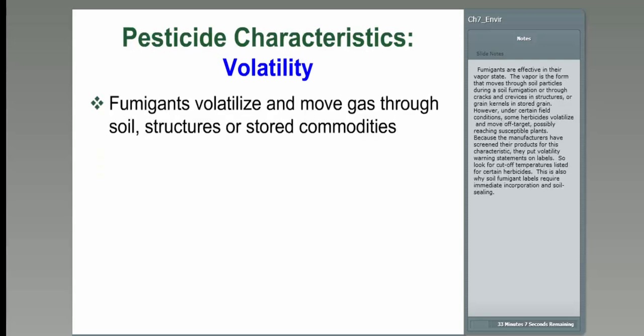Fumigants are effective in their vapor state. The vapor is the form that moves through soil particles during a soil fumigation, or through cracks and crevices in structures or grain kernels in stored grain.